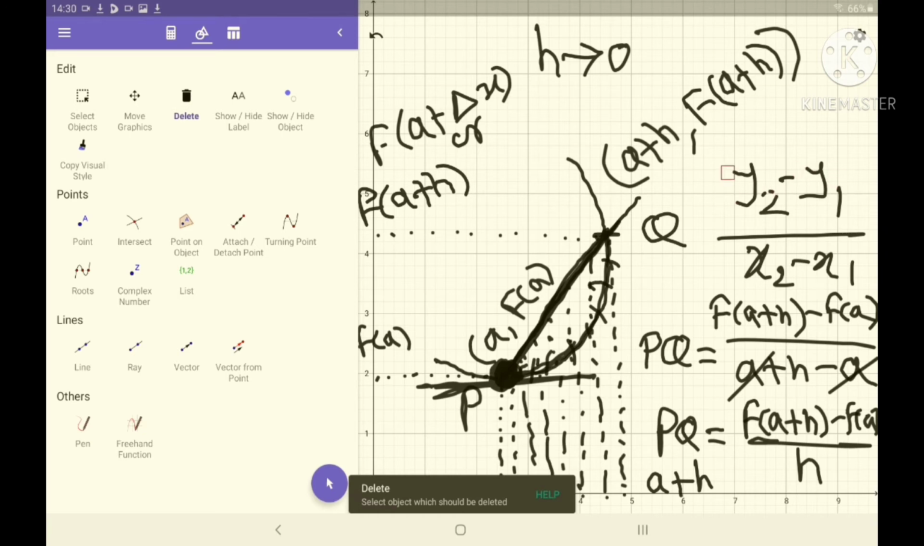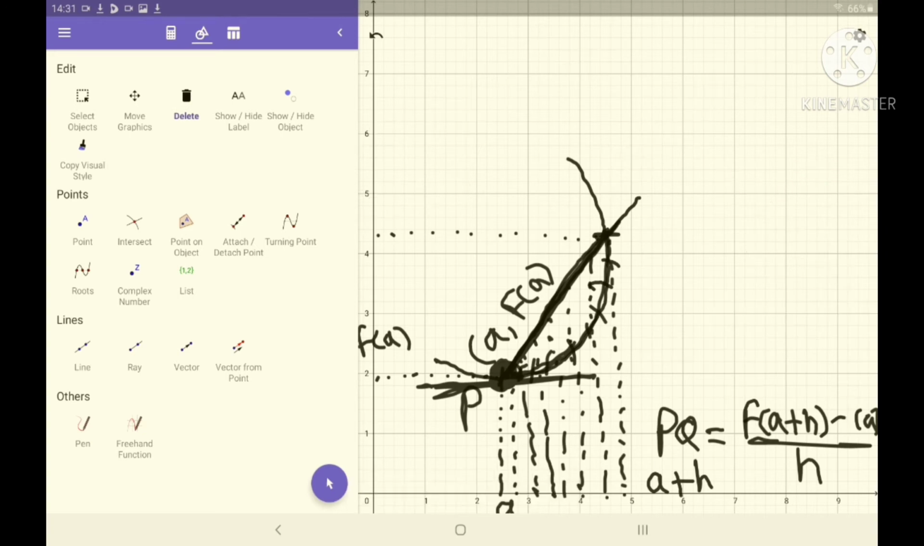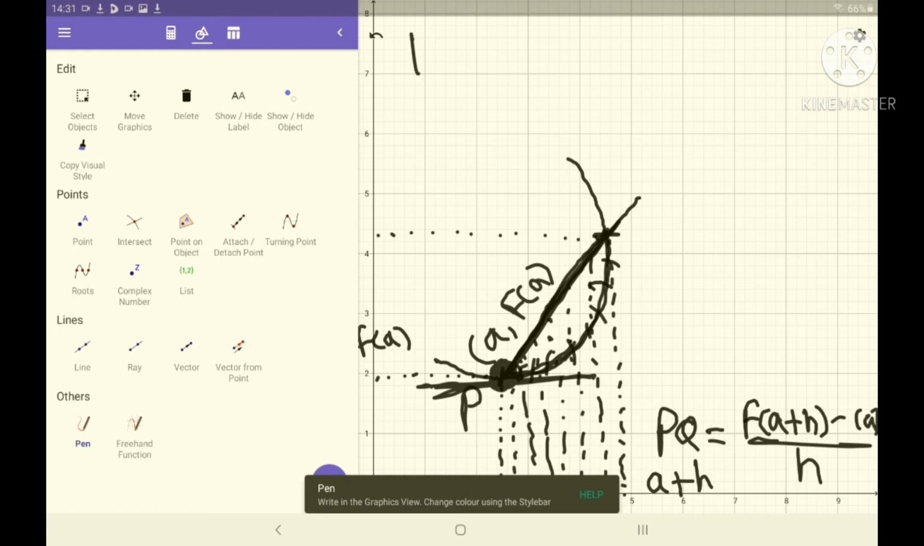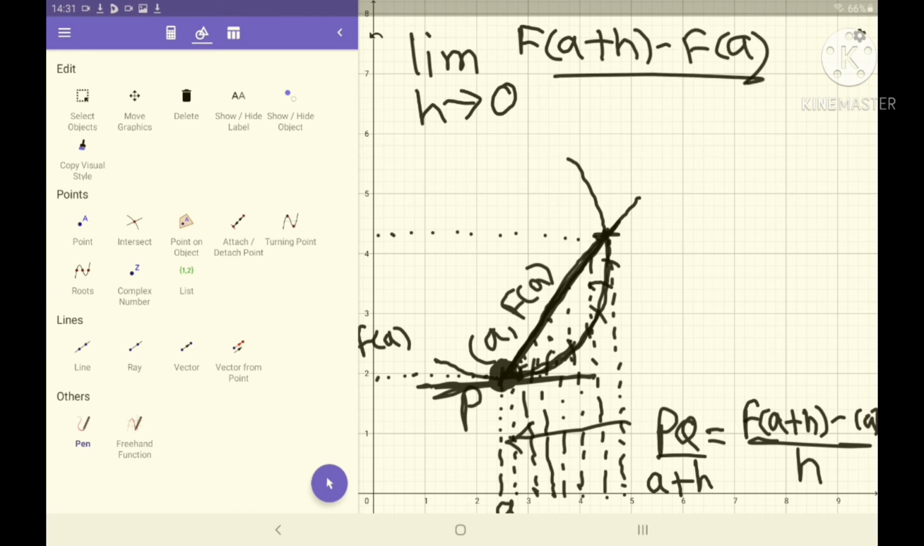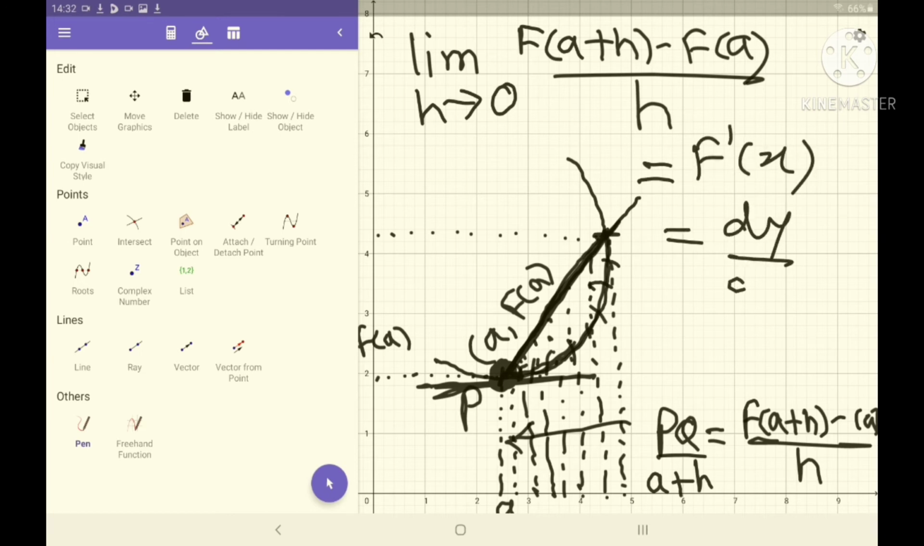And at that time, if my Q becomes point P, then as the limit h approaches 0, this h comes towards P. At that time, with h tending towards 0, I can write the value of PQ as f of a plus h minus f of a over h, and this is known as f dash x, and this is known as dy by dx.